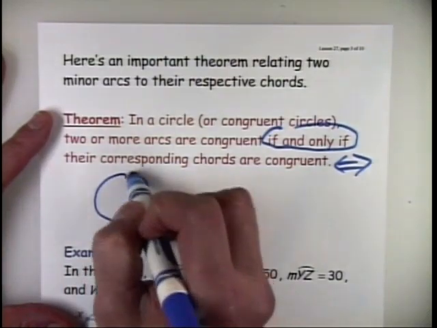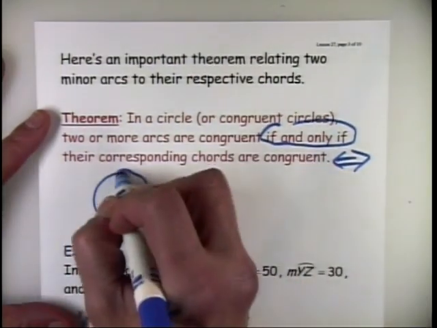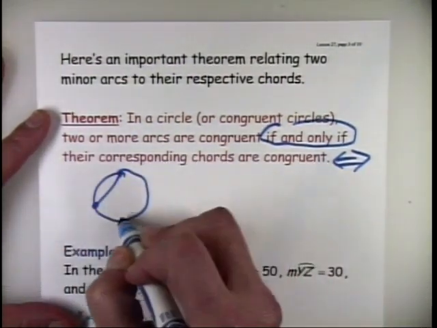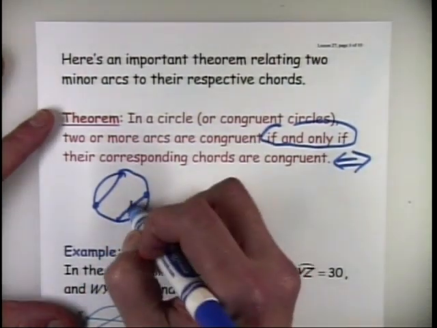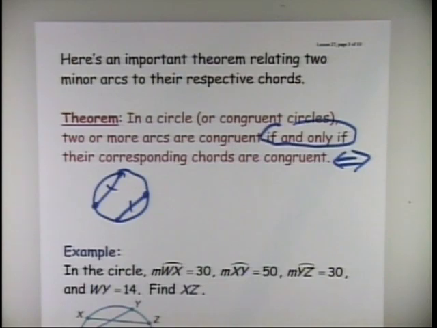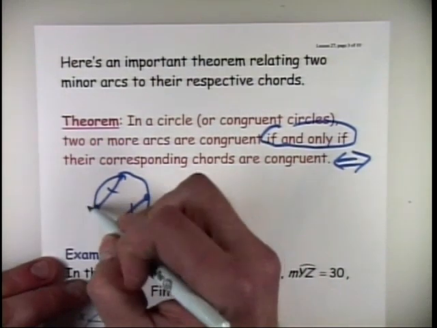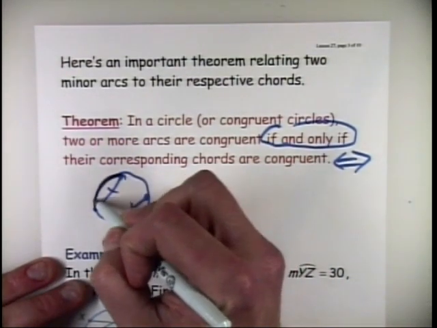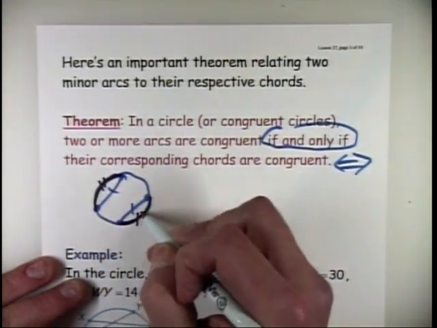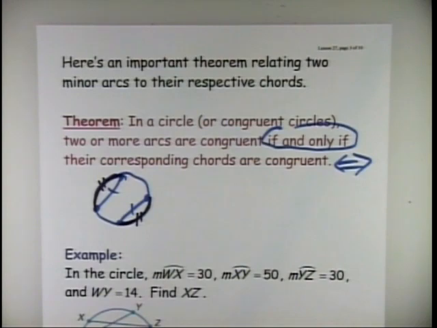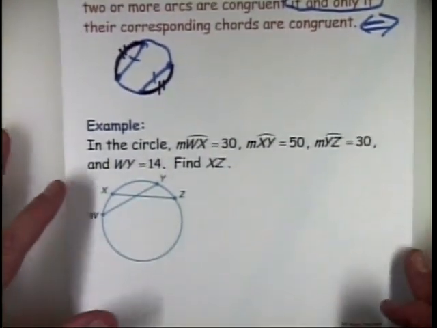So if I have any circle at all, let's say that I have this chord right here, and I have another chord over here that maybe is slightly tilted. And if I know that those two happen to be the exact same length, then I know that these arcs right here that correspond to those chords are also congruent to each other. They might have a different length than the chords. They'll be a little bit larger, but they will be congruent to each other. All right, let's put that theorem to work in this example.